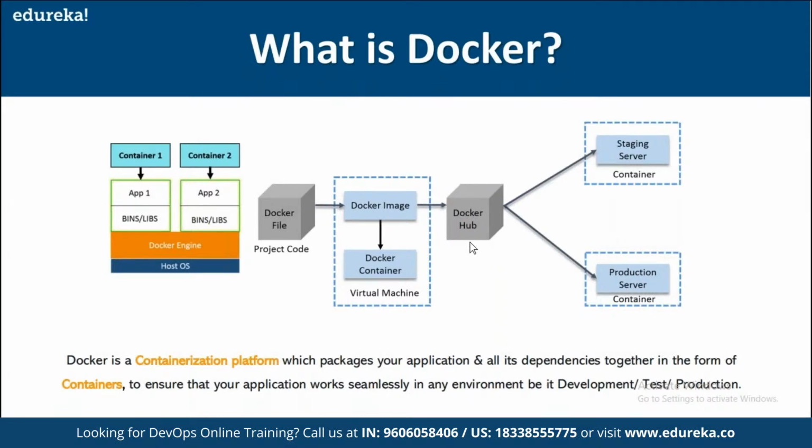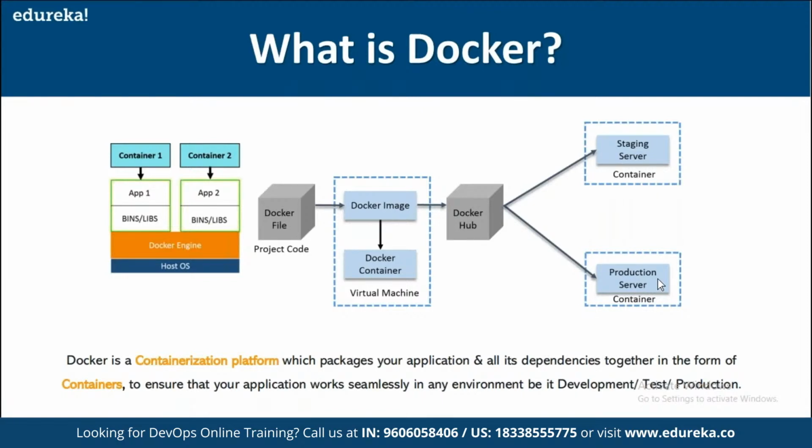Docker Hub is a library where you maintain your images. From Docker Hub, in your staging server, you can pull that image and run it. Then if the testing is done successfully, you can pull the same image and deploy it in your production server also.